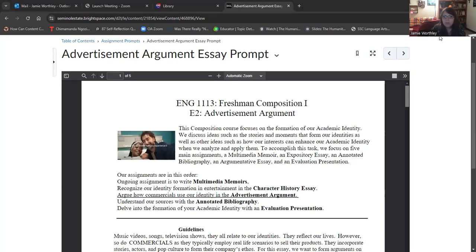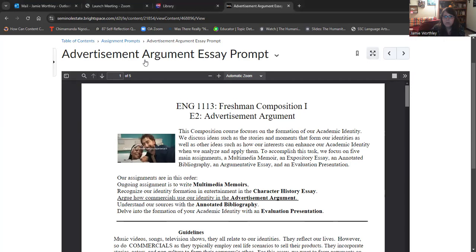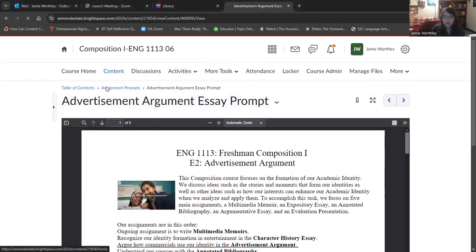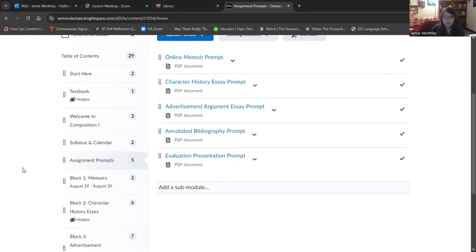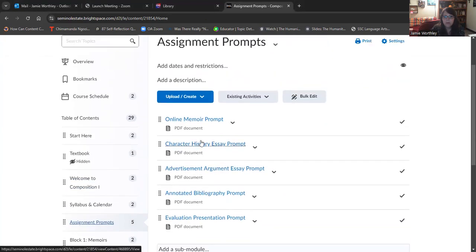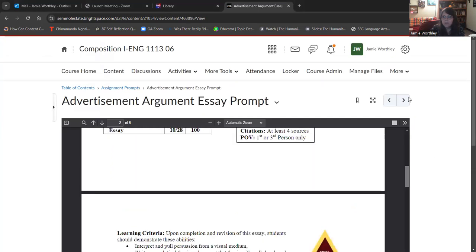If you don't know where I've got this, you go to content, and you can go to the assignment prompts. And then here are all the assignment prompts. They're also under the week that I assigned them. You can just go to advertisement argument essay prompt. And at the end of it, I like to just expand it here, is the built-in assignment that we've talked about. And that is that MLA assignment.